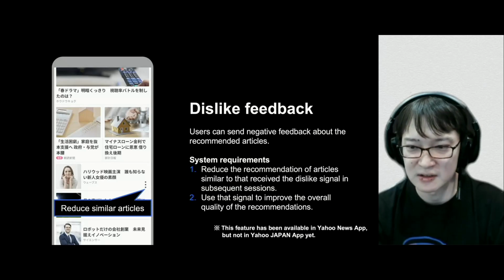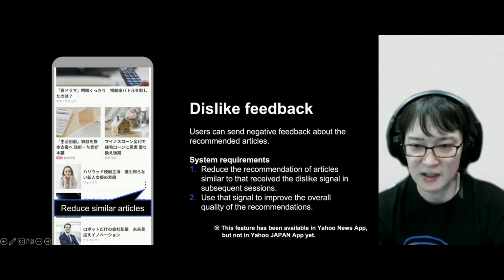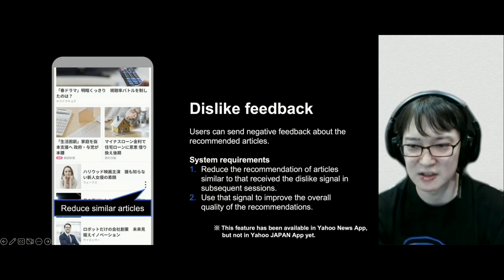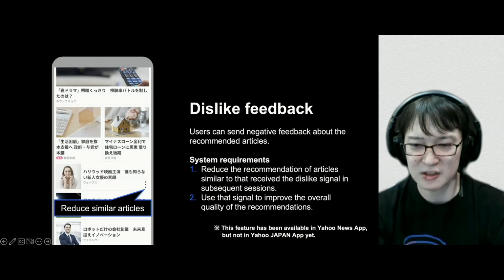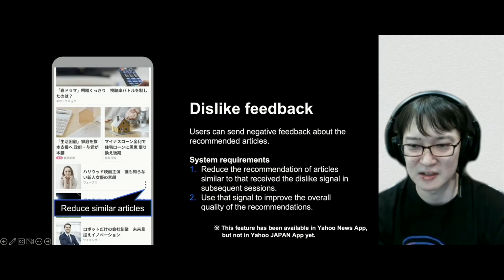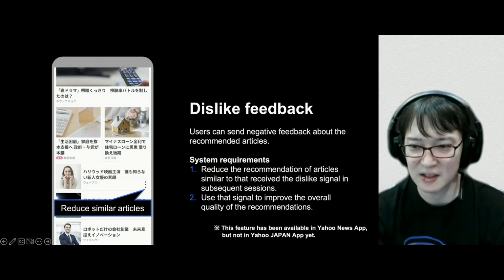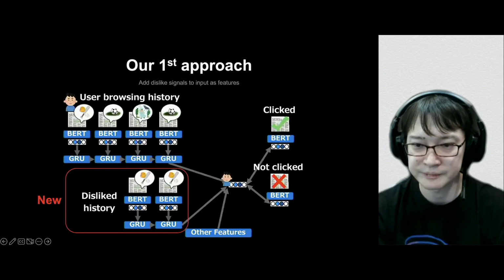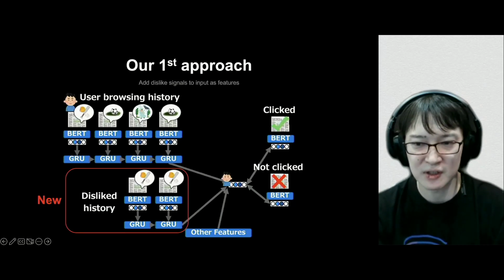In order to implement this function, there are two requirements for the recommend model. First, the user requested to reduce the recommendation of articles, so in the subsequent sessions we would like to reduce the number of recommendations of the article. Second, the user sends a signal that they dislike this article, so not just reducing that article, but what other contents to be recommended should also be considered, so that the quality of the recommendation is improved altogether.